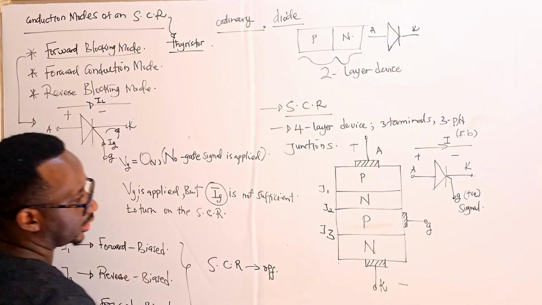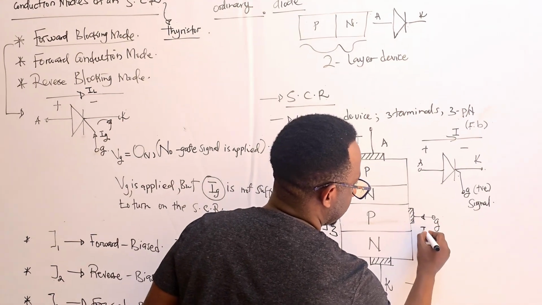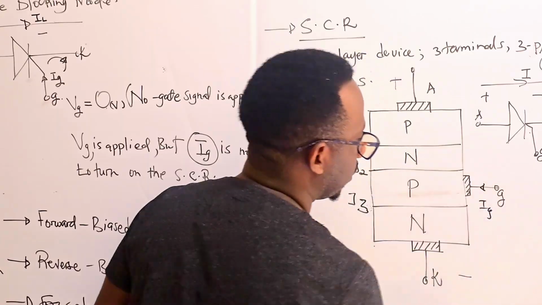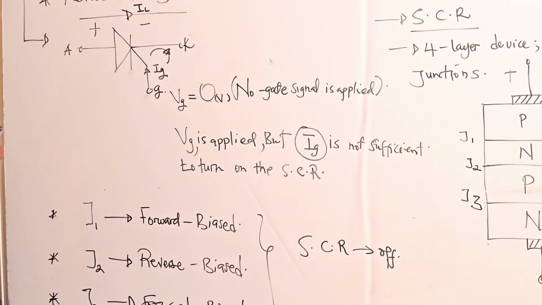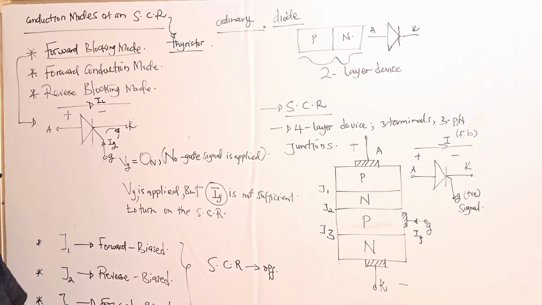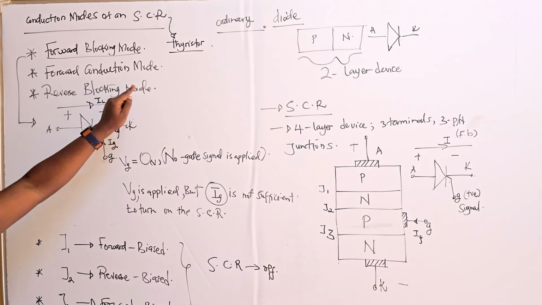All right. So that is if the IG is very, very small, lower than a threshold value we are yet to cover just in a bit. So that is how the forward blocking mode operates. So let's look at the forward conduction mode.